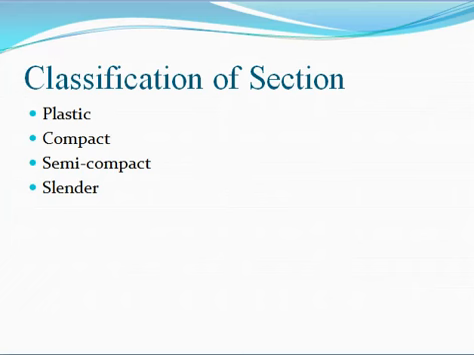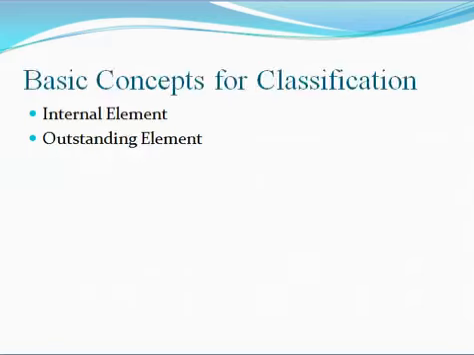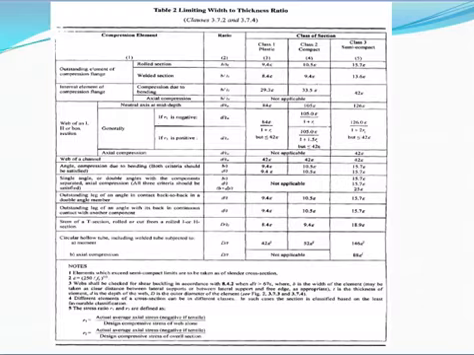All of you please open IS 800, page number 18. Open page number 18 of IS 800 2007 and see table number 2, limiting width to thickness ratio. The first column is the compression element. You can also see the table here, but it is not visible properly. In the first column, you can see in your IS code.